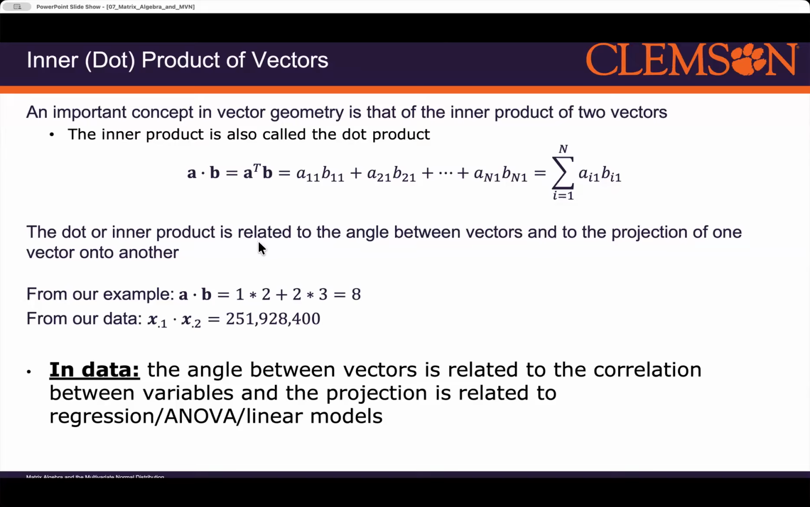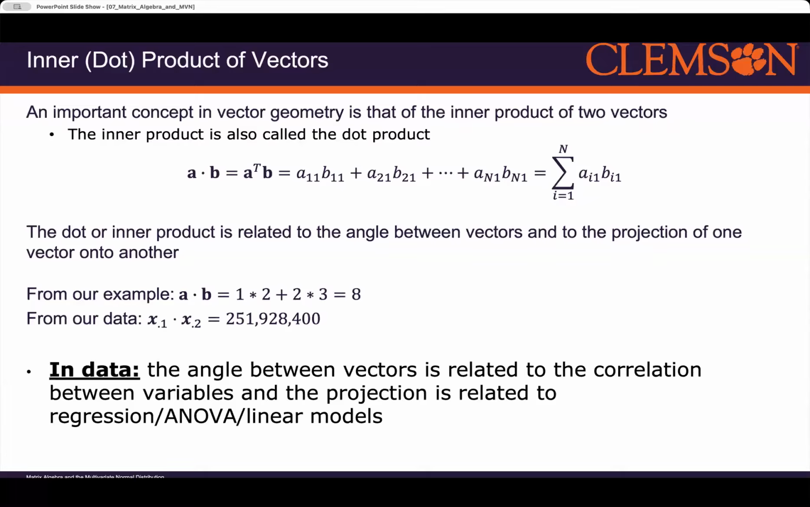This is specifically related to the angle between vectors. Or another way of putting it is the projection of one vector onto another. You can look at vectors in different ways that way, and we'll talk about projections just a bit too. So from our example, if we wanted the inner product of A and B, we'd see it's 1 times 2 and 2 times 3. That sum equals 8. Or in our data, we'd see it's quite a bit bigger. 251,928,400 is our inner product. Now, those numbers themselves don't really have much meaning, but we will provide meaning to those in just a bit.